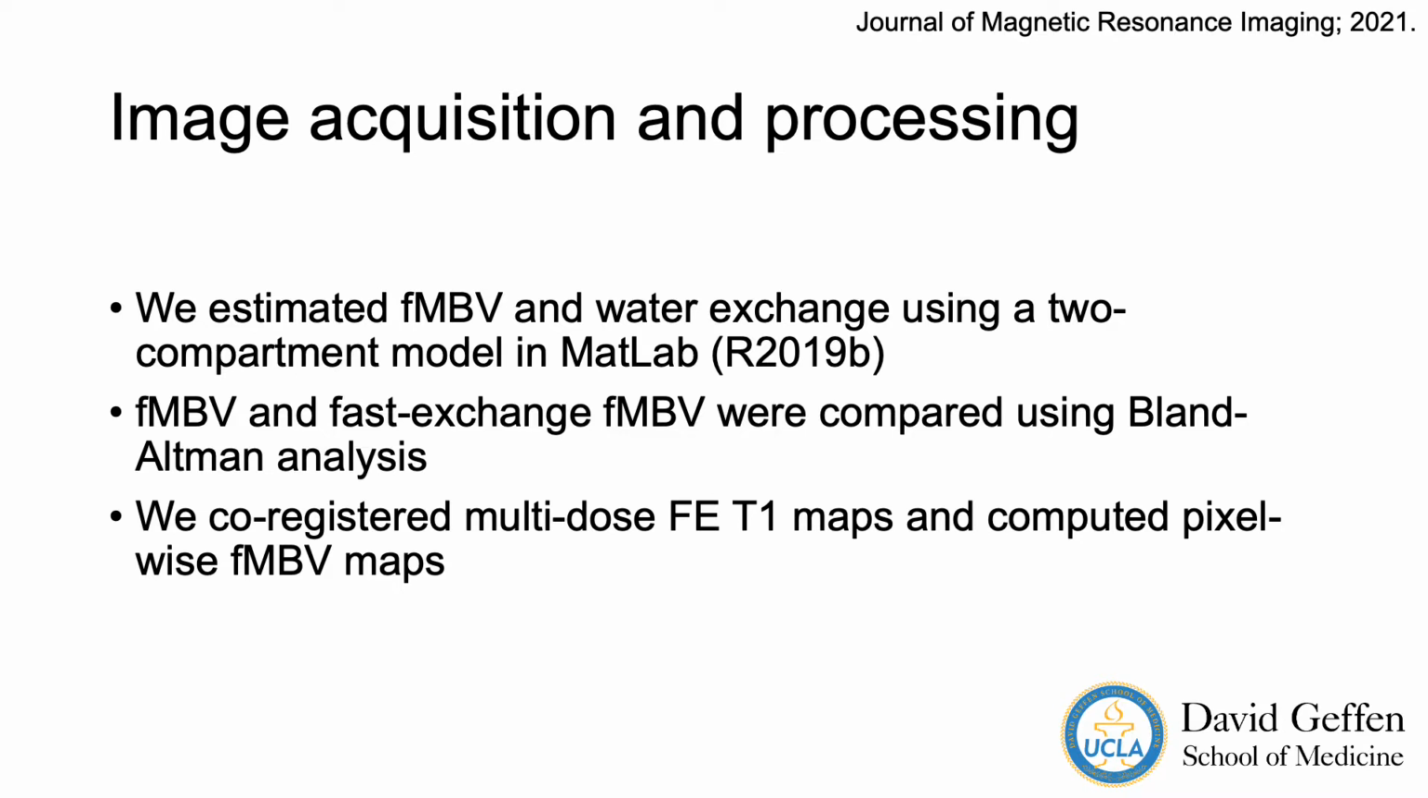We used these multi-dose acquisitions to estimate fractional myocardial blood volume and water exchange using a two-compartment model in MATLAB. We then compared our blood volume to the fast exchange approximation of blood volume using Bland-Altman analysis. Finally, we used the Elastics platform to co-register our multi-dose T1 maps and perform a pixel-by-pixel fit of blood volume in order to generate blood volume maps in our healthy and ischemic swine models.